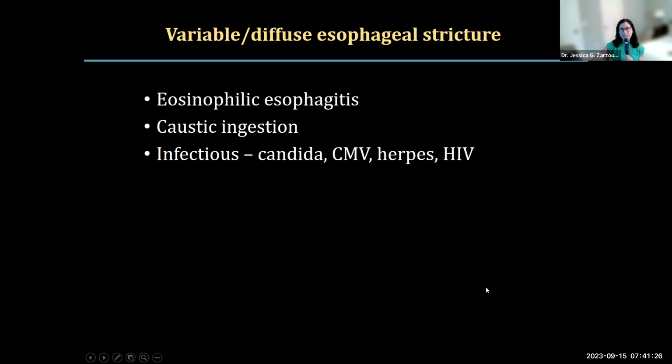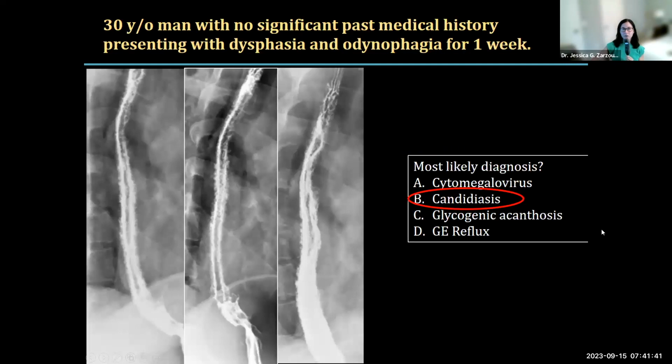Okay, in the last segment of the esophagus evaluation is just a variable or diffuse esophageal narrowing or abnormalities. And so we'll look at a few last cases. So this was a 30-year-old man who had no significant past medical history and presented with dysphagia and odynophagia.